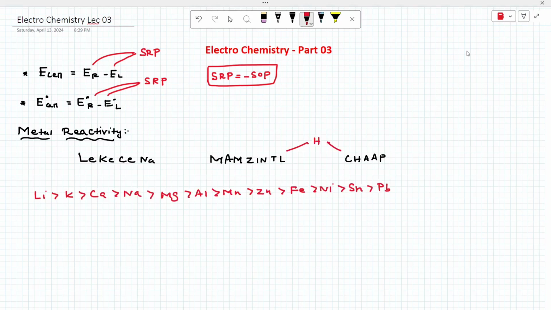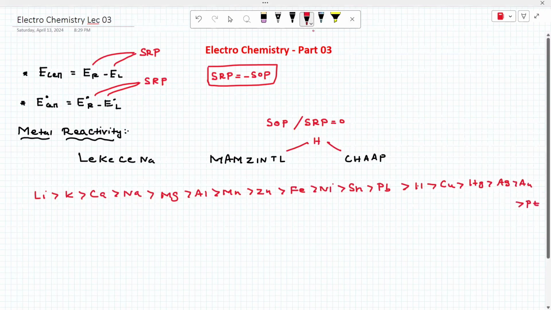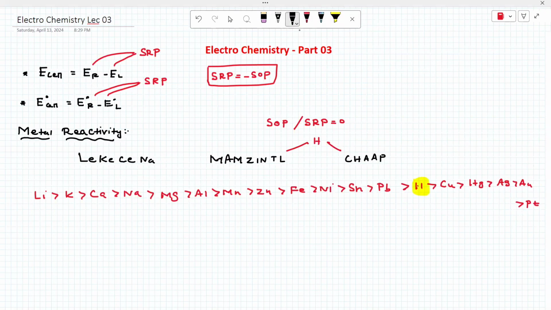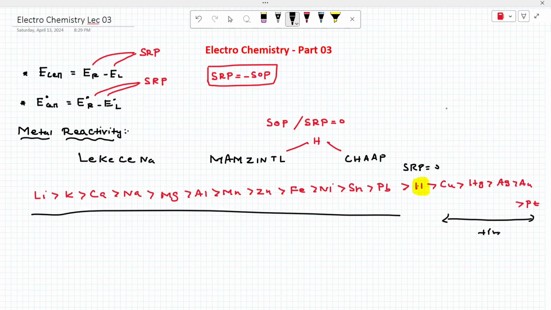What is the SRP value of hydrogen, students? The SRP value of hydrogen is zero. SOP is also zero, right? Hydrogen is the standard reference value. Then Cu for copper, Hg for mercury, Ag for silver, Au for gold, and platinum. Now see, this is SRP. It's very important. Please note this hydrogen, its SRP value is 0. These are positive values. The remaining are negative values.